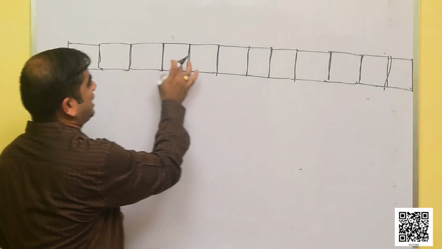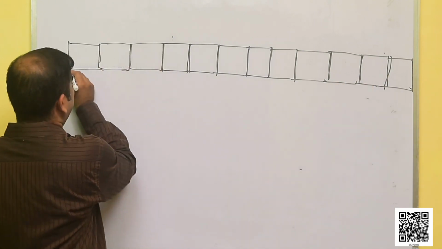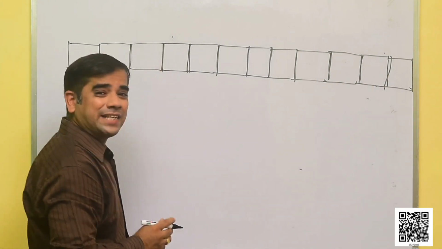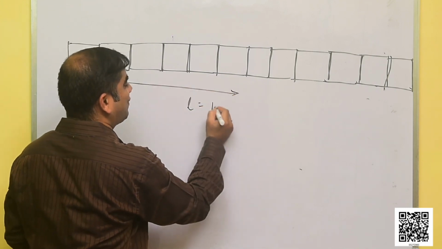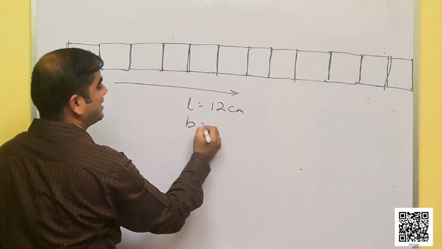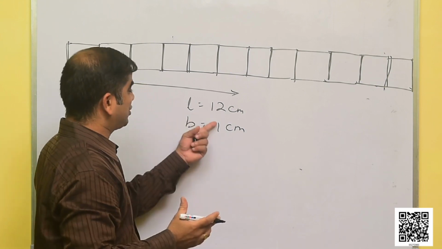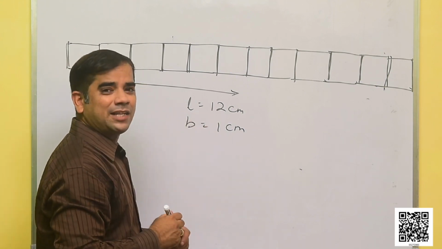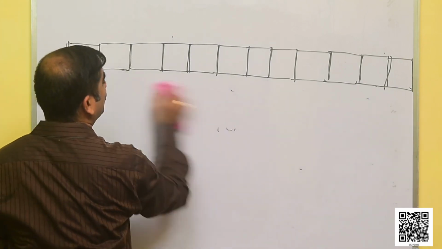1, 2, 3, 4, 5, 6, 7, 8, 9, 10, 11, 12 squares. That means if each side is of 1 centimeter, the rectangle is having a length of 12 centimeter and breadth of 1 centimeter. So this is also a rectangle having length 12 centimeter and breadth 1 centimeter. Now let's rearrange. Let's go for 2 into 6.